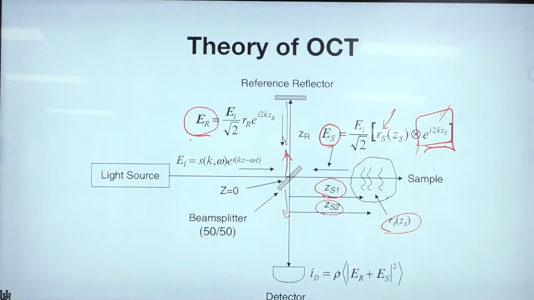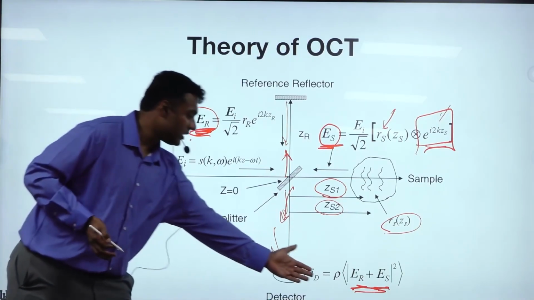So we have light from the sample. You put them together, E_R plus E_S goes to the detector. At the detector, you make an intensity measurement. So take the magnitude square. Okay. So that's what is happening here. So that's the theory.